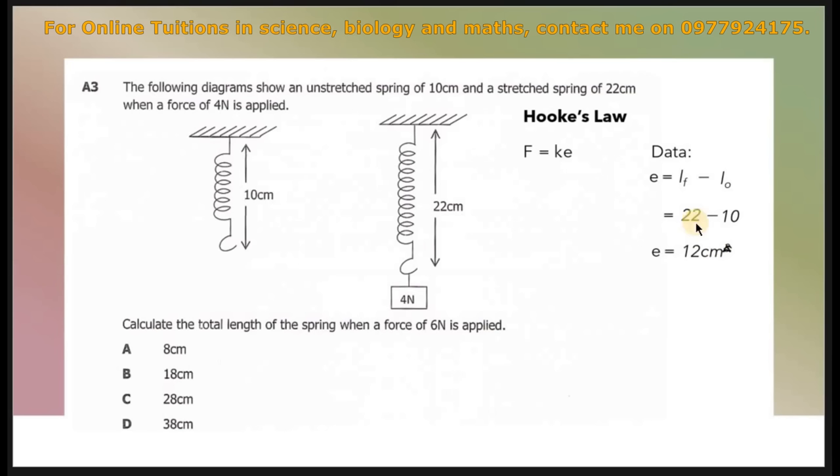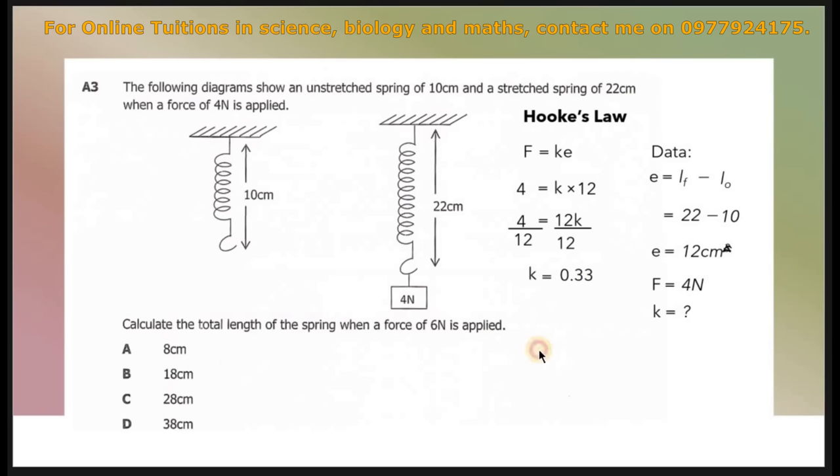So now this is the data: you know the extension is 12, and the force in this case is 4 newtons that has extended it this much. Now you need the constant of proportionality, which is unknown. Then you start substituting. Force 4 is equal to the unknown constant of proportionality K times the extension 12. So 4 is equal to 12K. Now you want K, so you divide by 12 on both sides. You remain with K is equal to 4 divided by 12. You get 0.33, meaning your constant of proportionality is 0.33.